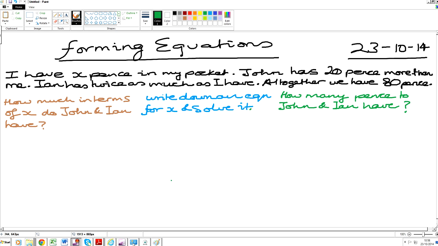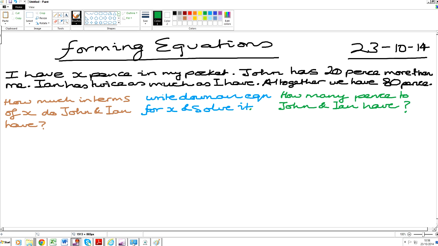I have X pence. The question starts off with: I have X pence in my pocket. John has 20 pence more than me. Ian has twice as much as I have. Altogether, we have 80 pence. Now, we've been given three questions, set out in three different colors. First of all, how much in terms of X do John and Ian have?